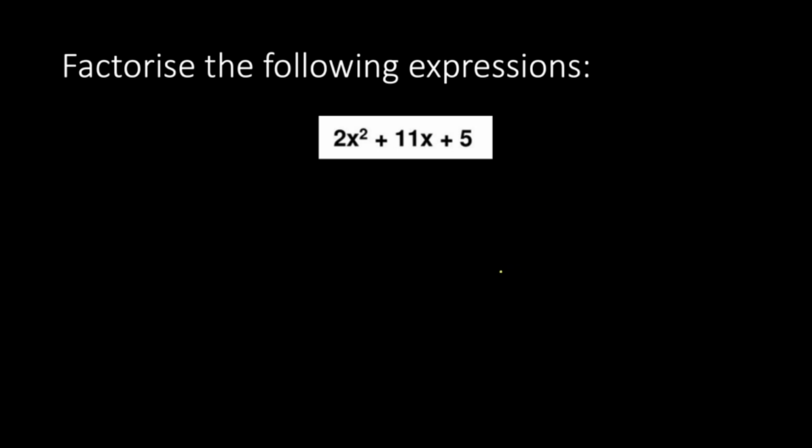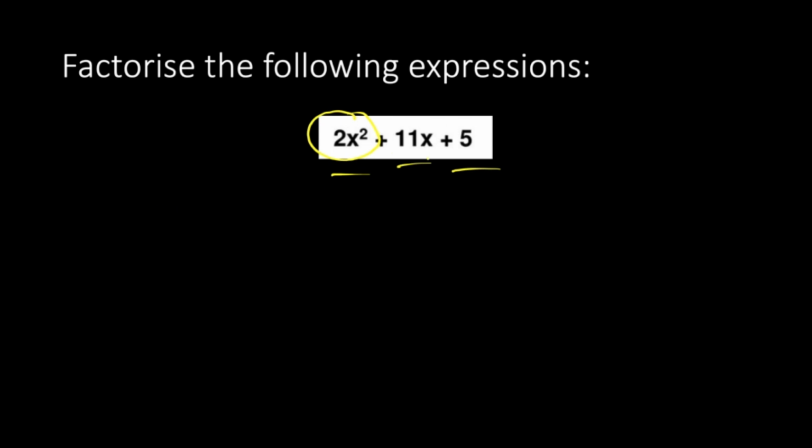Now on to this next one. You have 2x squared plus 11x plus 5. Now in this situation, there is a 2. Now there is a quick way of factorizing this term. Okay, you could find each number, but because you have the 2x, there are going to be many possibilities. So there's a shorter way of doing it.